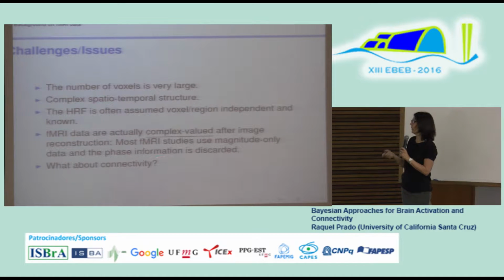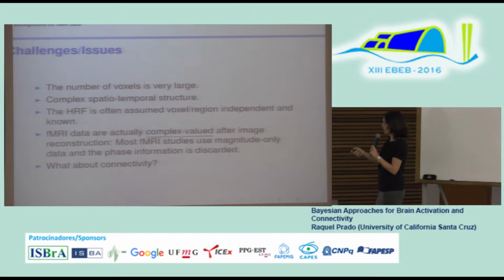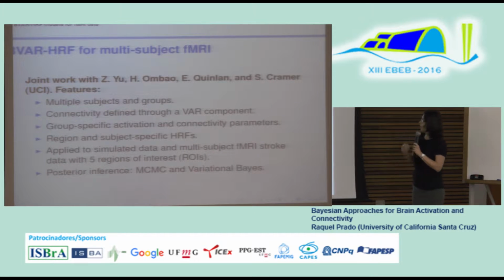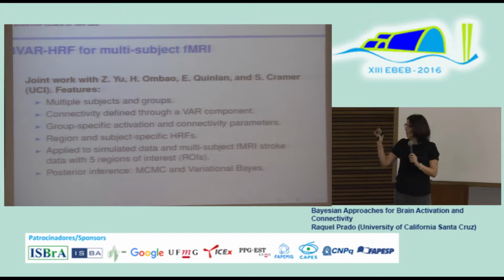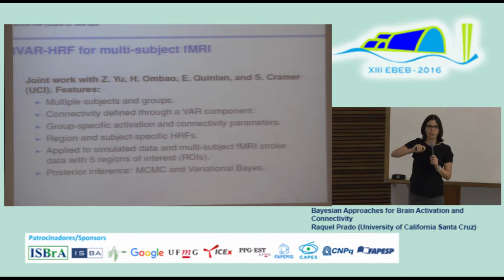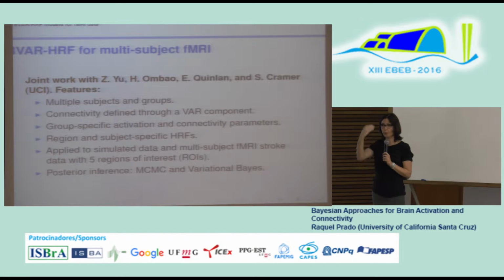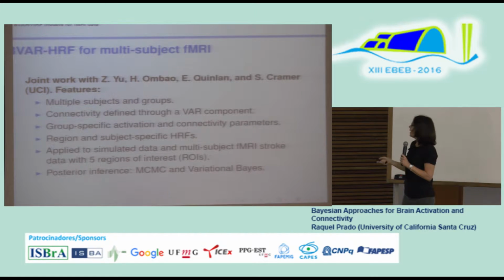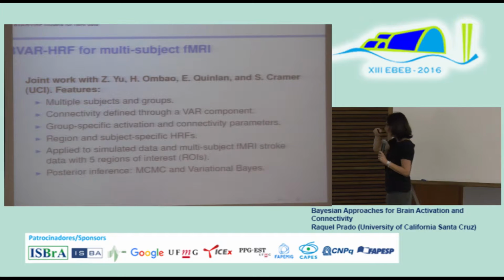And then the question is, what about connectivity? All of this I was talking about is in terms of the activation. So this is some work we did at the region-specific level. It involves a multi-subject study. We have several subjects. Part of the group was a group of patients who had a stroke 6 months prior to the study, and then they were asked to do something with the part of the body that was affected by the stroke. And then we also have some healthy subjects. So it involves multiple subjects and groups, and this is joint work with some people at UC Irvine.